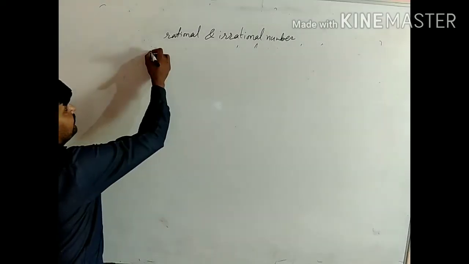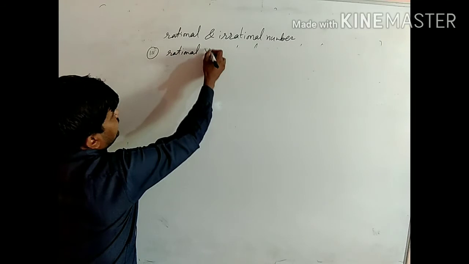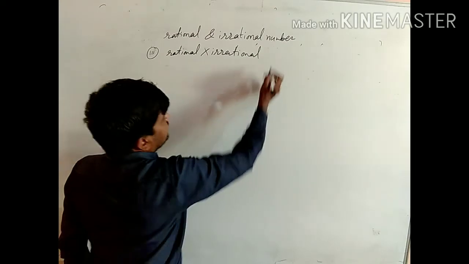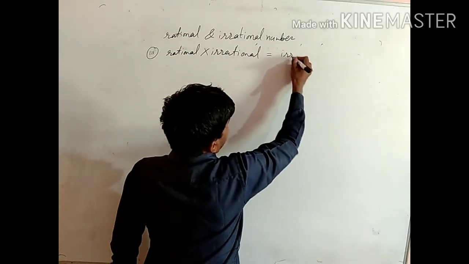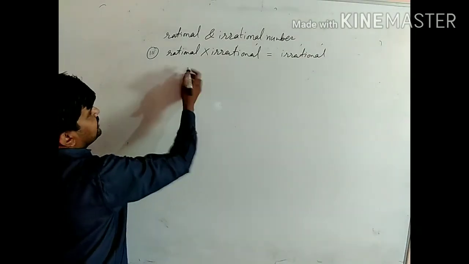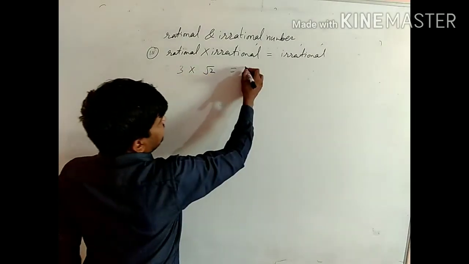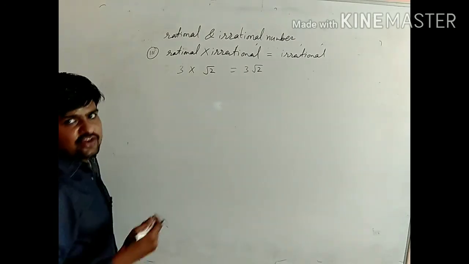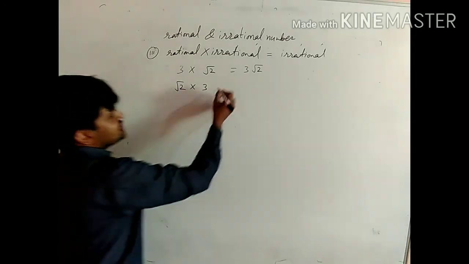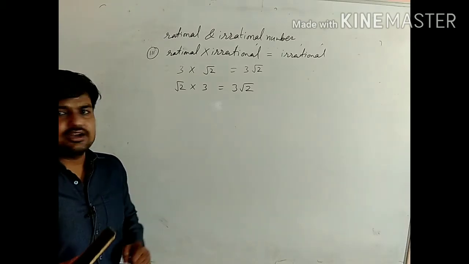The third fact is rational into irrational. Rational times irrational gives an irrational number. For example, suppose the rational number is 3 and the irrational is root 2. Root 2 is irrational, so we get 3 root 2, which is irrational. Similarly, if the first number is irrational and the second is rational, then also we get an irrational number, because 3 root 2 is irrational.